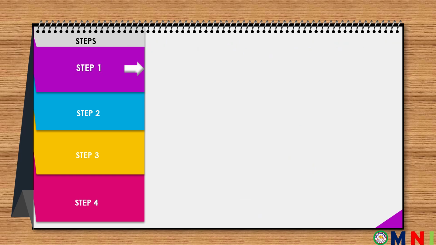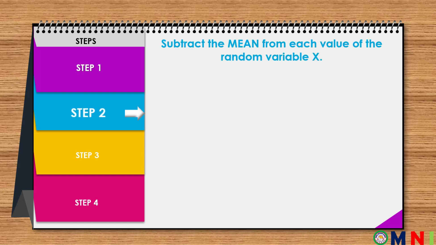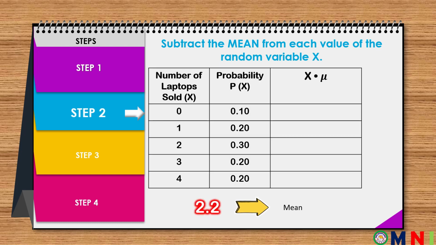Let's now proceed to step 2. In step 2, we need to subtract the mean from each value of the random variable x. Take note that our mean is 2.2, which is the answer in step 1. So we have here the first column minus the mean of 2.2.